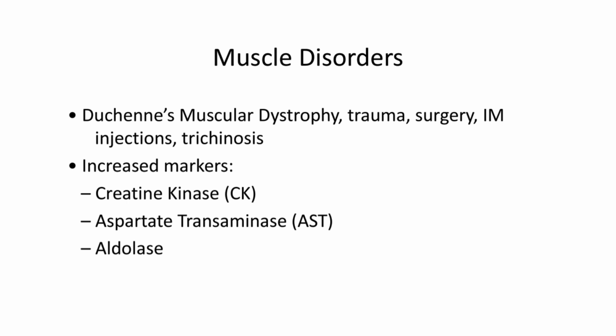In muscle disorders, common conditions include Duchenne's muscular dystrophy, trauma, surgery, intramuscular injections, and infections like trichinosis. Specific enzyme markers are elevated. The key markers are creatine kinase, also known as CK, aspartate transaminase, or AST, and aldolase. These enzymes reflect muscle injury and breakdown.